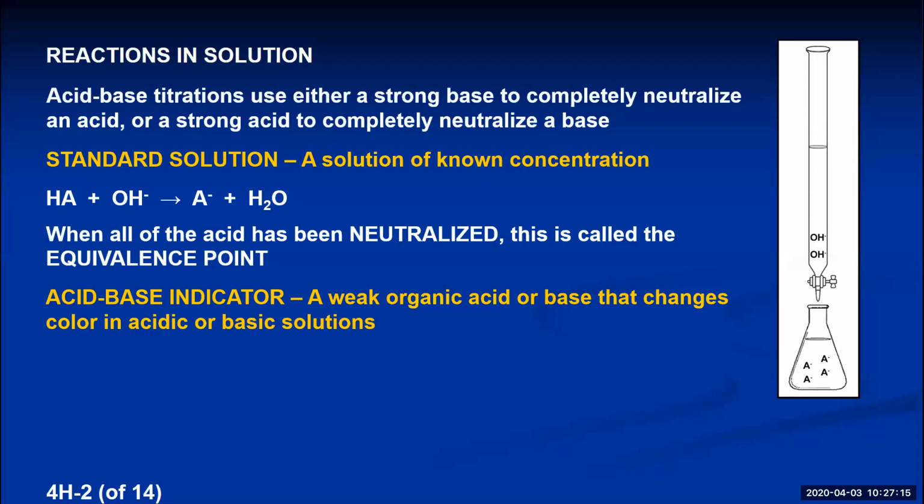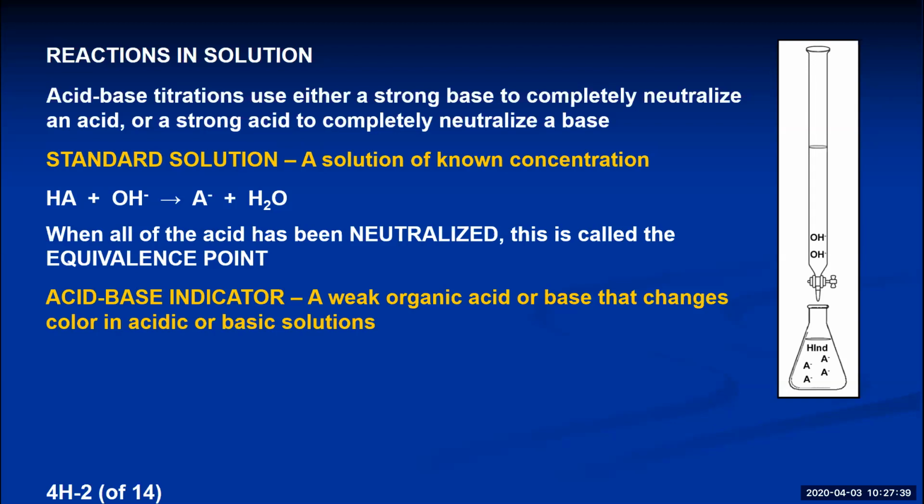Usually, it's a weak organic acid or base that happens to change color in acidic or basic solutions. The most common acid-base indicator that we run across is a weak organic acid called phenolphthalein. It has a complex formula, but I'm going to abbreviate it as HIND, IND for indicator, and H because it's an acid, it has a hydrogen on it.